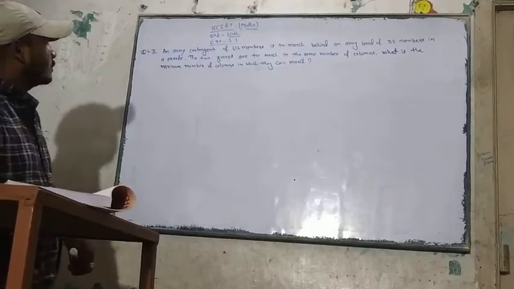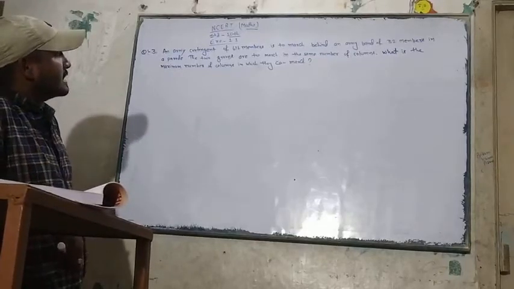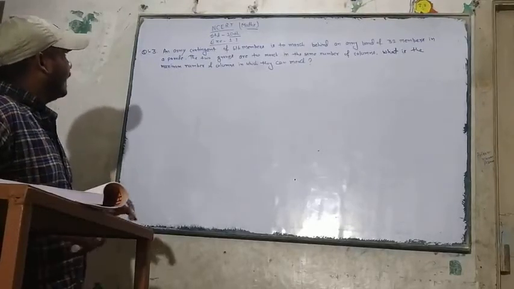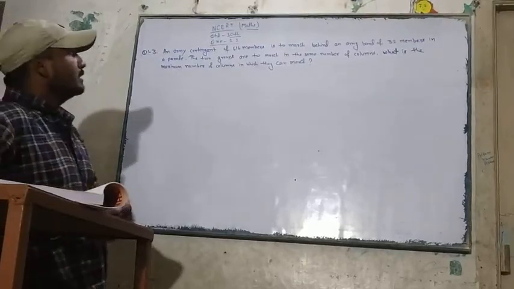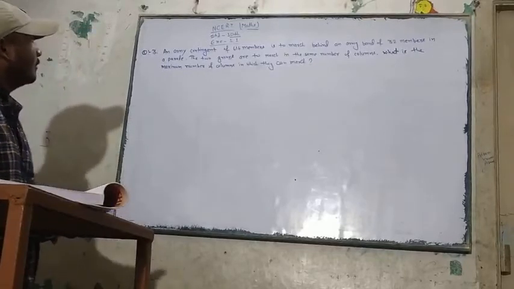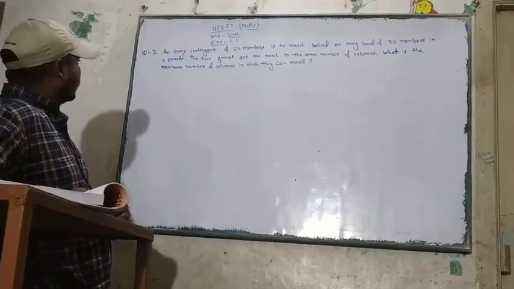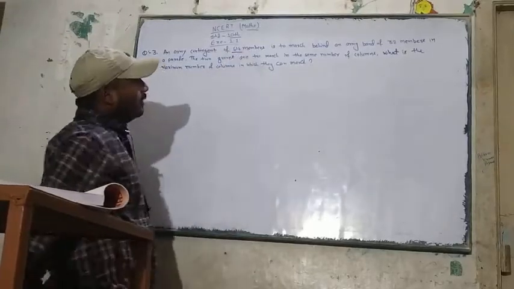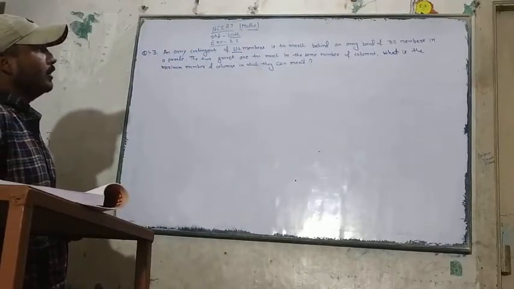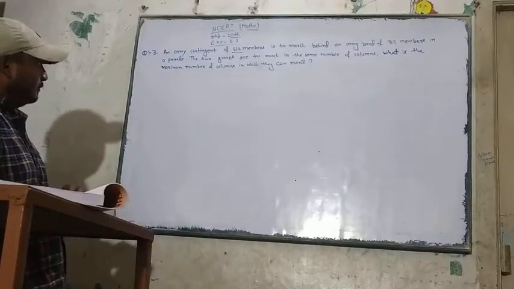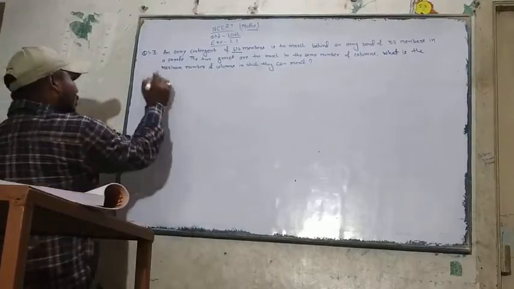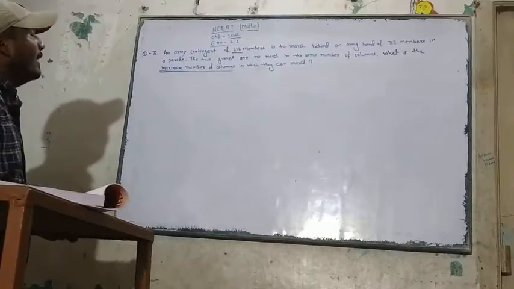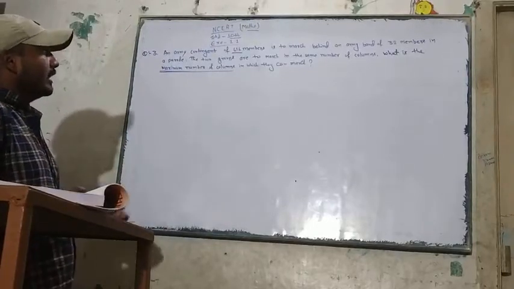And the next question, question number 3. An army contingent of 616 members is to march behind an army band of 32 members in a parade. The two groups are to march in the same number of columns. So what is the maximum number of columns in which they can march? The question is, the total members are 616, and the band has 32 members in a parade. Then we get the maximum number of columns.